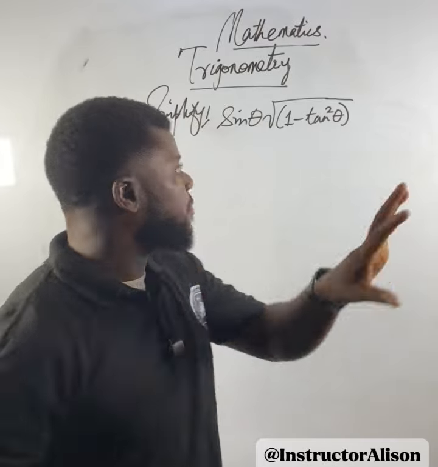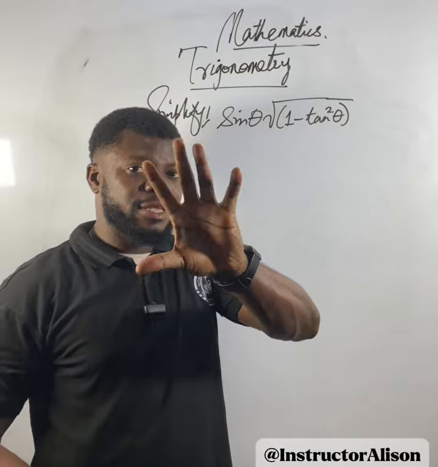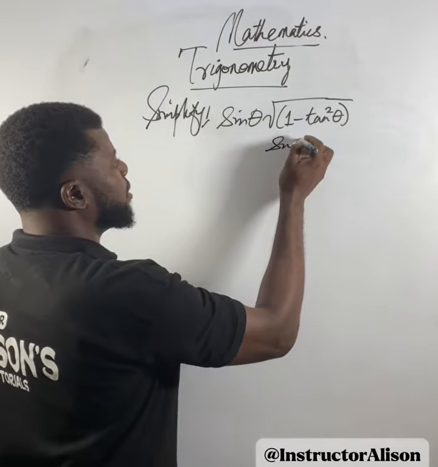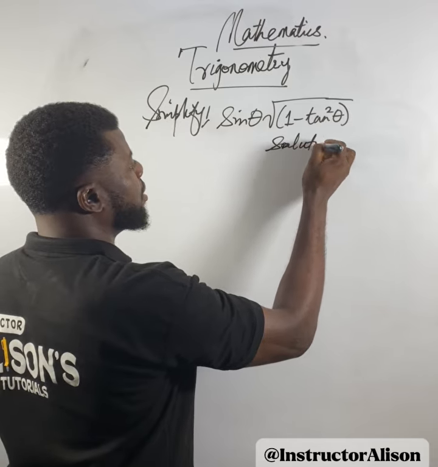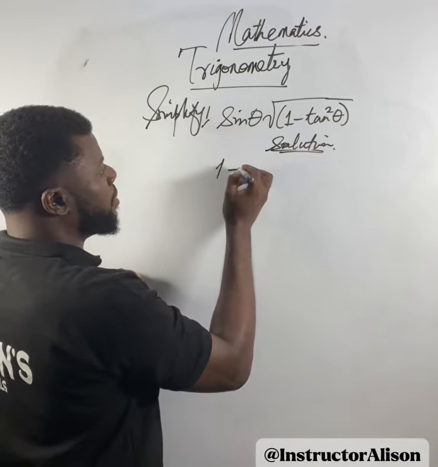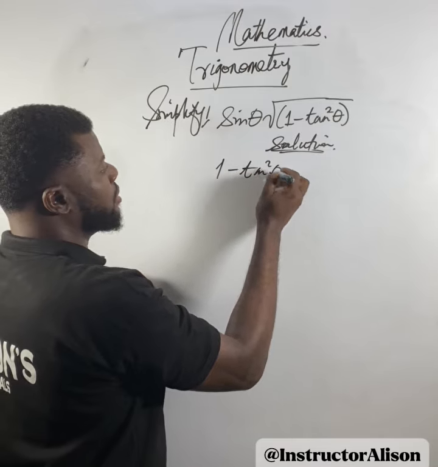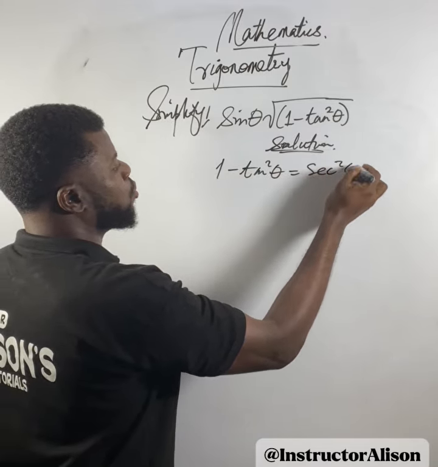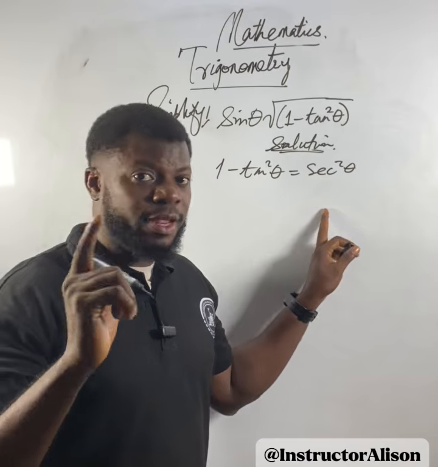If you're asked to simplify this problem, you just need about 5 steps. The first step is to identify some basic formula associated with this problem. For example, 1 minus tan squared theta is the same thing as sec squared theta. That's the first thing you must be familiar with.